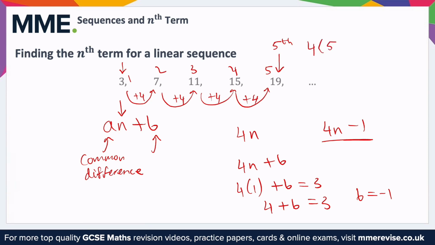So 4 lots of 5, take away 1. Well, 4 lots of 5 is 20. Take away 1 indeed gives us 19. Obviously, you can check this with any of the terms. This is just an example. So in summary, you find a common difference, which is the number it goes up or down by each time. And then for most sequences, you're going to add or subtract something after that to adjust it a little bit. 4n on its own would just give you the 4 times table, which you can see this isn't. So we had to take away 1 to make sure we got every term correct.